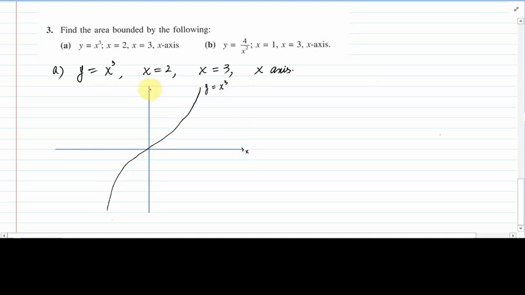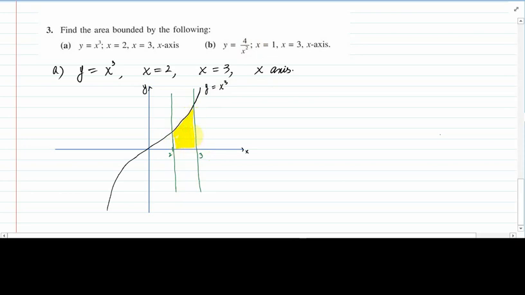Alright, after that it says x equals 2. So let's suppose this value of x is 2. So x equals 2 is this line. x equals 3, similarly, will be this line, right? x equals 3 and the x-axis. So the shaded region we are getting is this one. That is the shaded region.